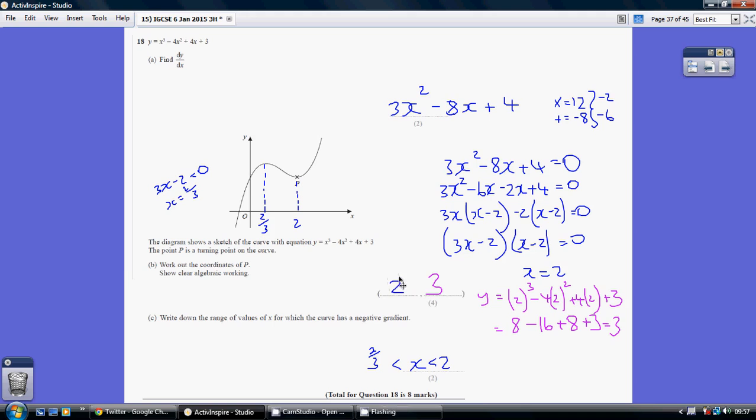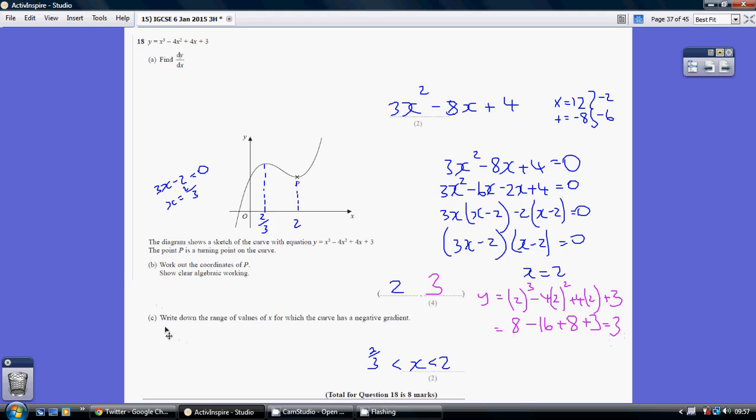Well, we take our 2 value for x and we substitute it back into the original curve. So 2 cubed minus 4 lots of 2 squared plus 4 lots of 2 plus 3. I've done that down here in purple, and we get the y coordinate being 3.